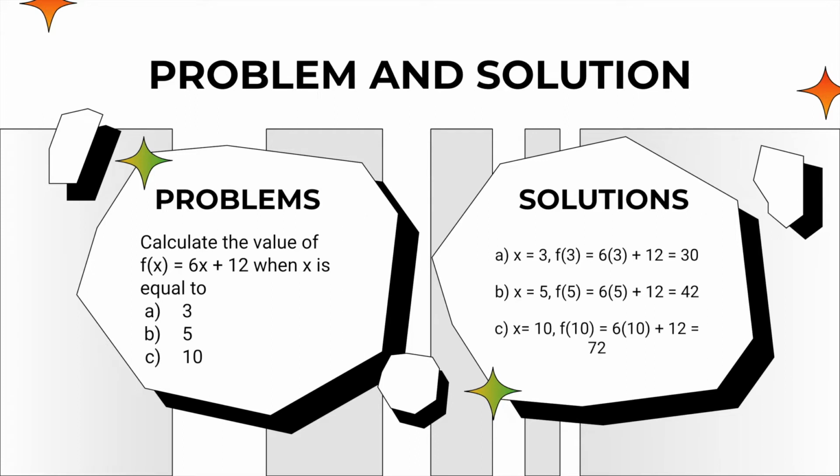And the same thing for the third one. x equals 10, you input 10 into the function in place of the x. So f(10) equals 6 times 10 plus 12, which equals 72.